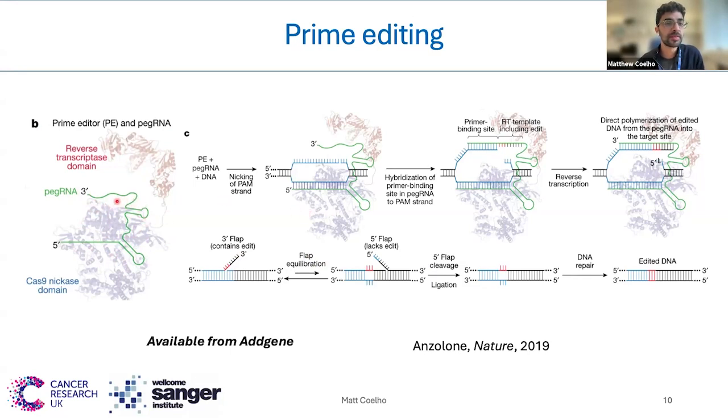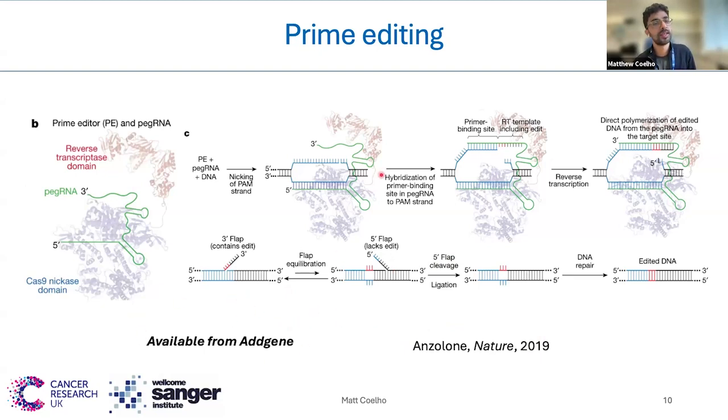Then after that happens, the reaction is in this state here, an intermediate state where it could go back to wild type if the edited flap is excluded, or it can go back to the edited state if the edited flap is included here. And that's actually catalyzed by this DNA repair machinery. And the details are in this Nature paper here. These constructs are also available from Addgene.